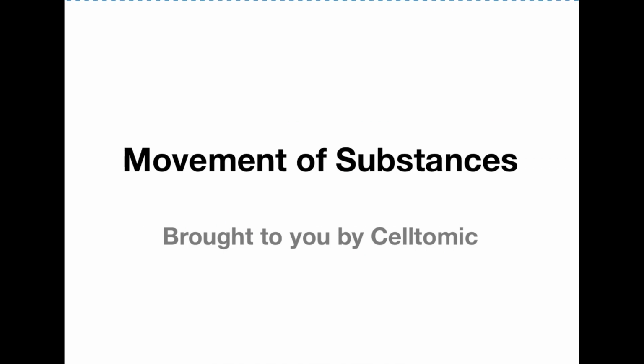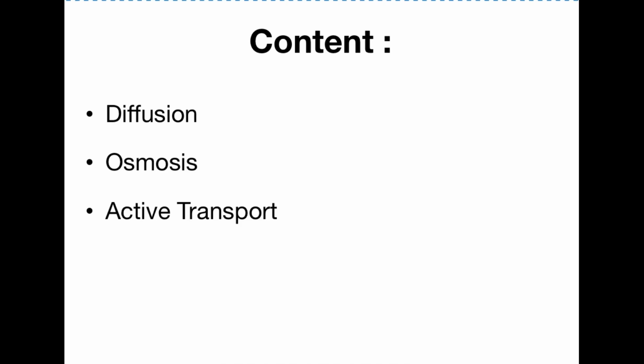The contents of this video will mostly be aligned to the Singapore O-Level syllabus. If you have any questions, feel free to leave them in the description box down below and I will do my best to answer them. So for this chapter, there are 3 key things we need to understand. First is diffusion. Second, osmosis. And finally, active transport.